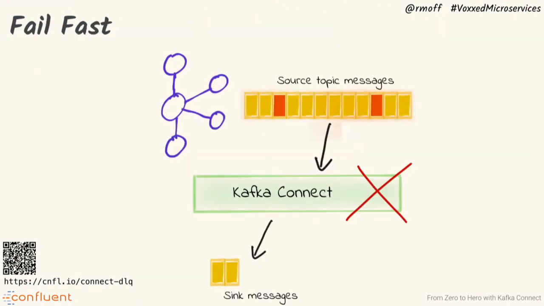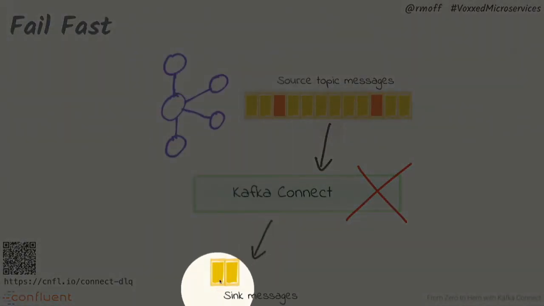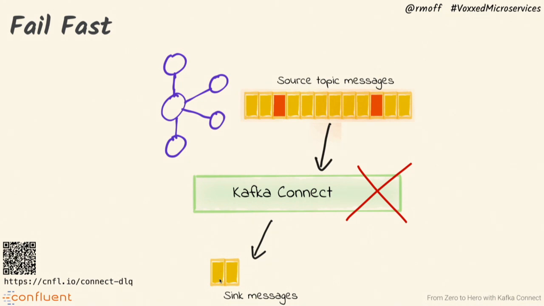So by default, Kafka Connect will fail fast, which sounds good, but it means it'll fall over and cry. Because it'll say, well, I can deserialize those first two messages. That third one, I don't know what it is. So it'll write the first two down to the target sink, and then it'll abort. And you have to go along and pick up the pieces, which might be what you want to do.